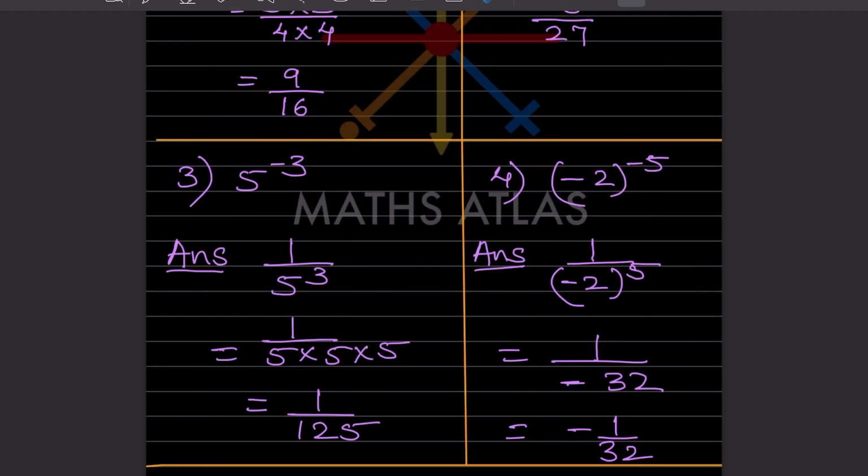Now look here. Now the exponent is negative. Whenever there is a negative exponent, first thing you have to make it positive. So that will be 1 by 5 raised to 3. So this 5 we are going to multiply 3 times, so that will be 125.